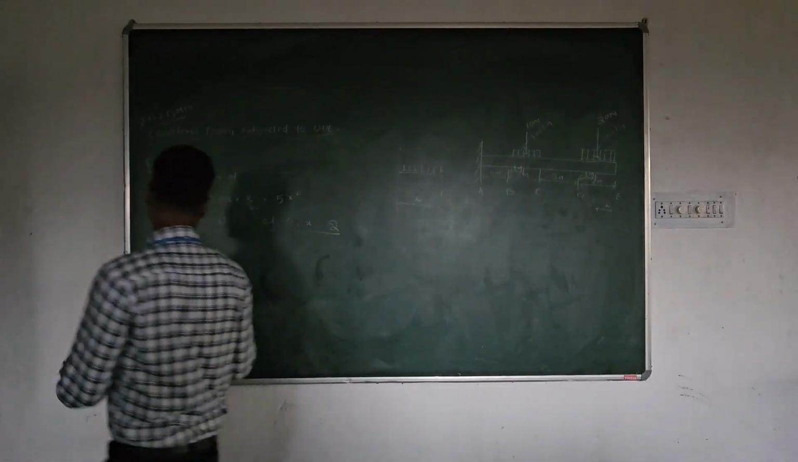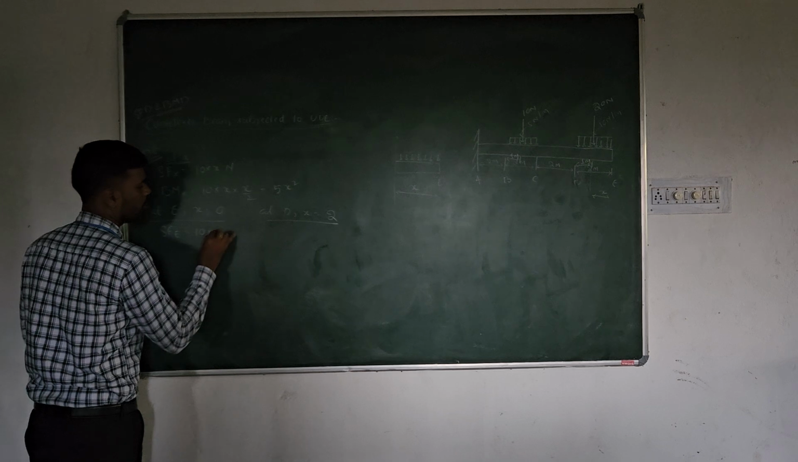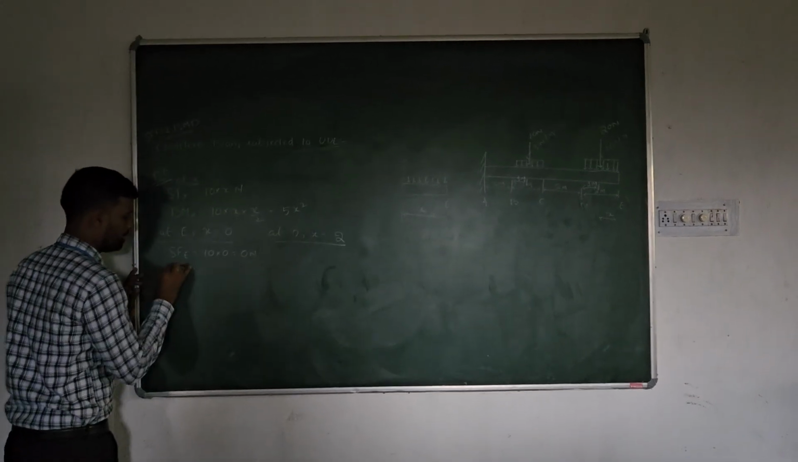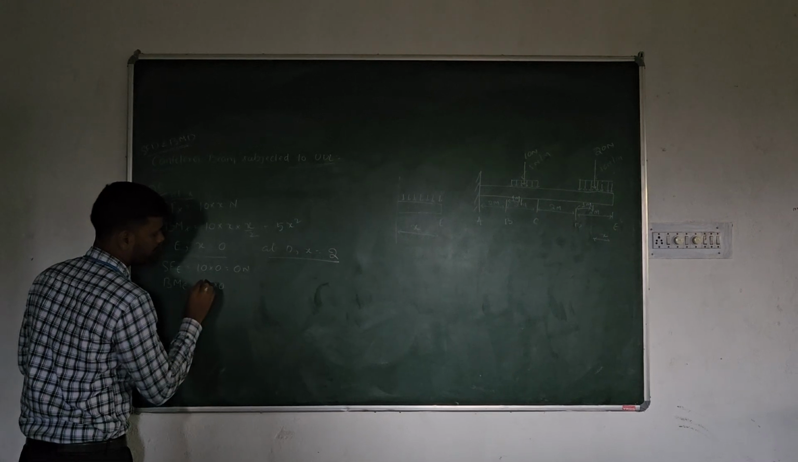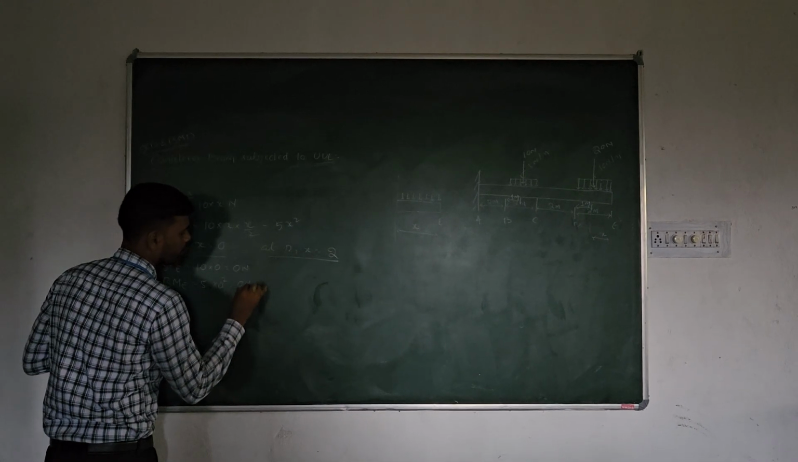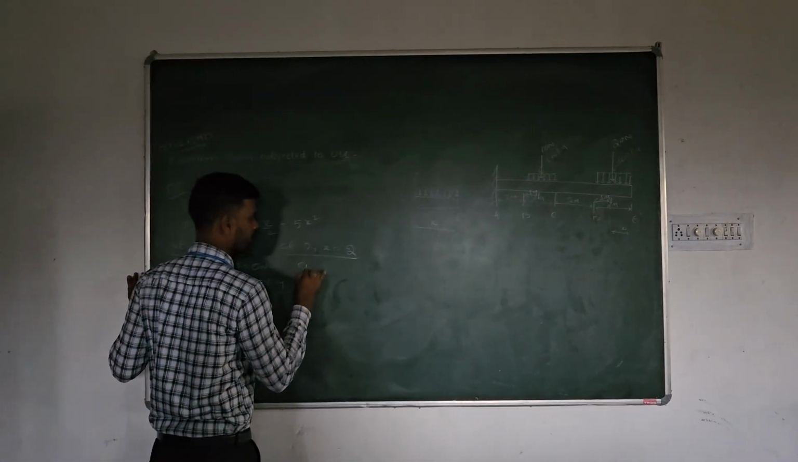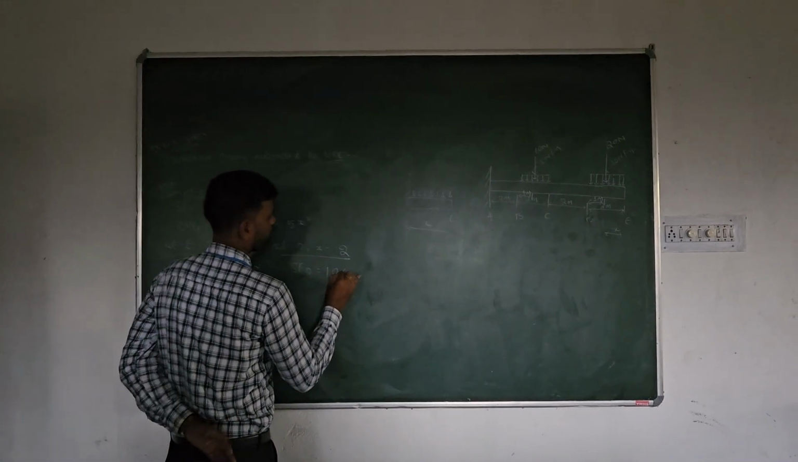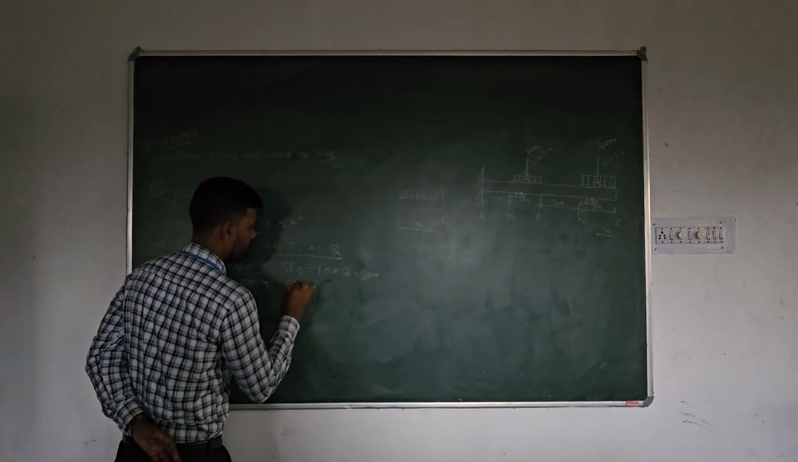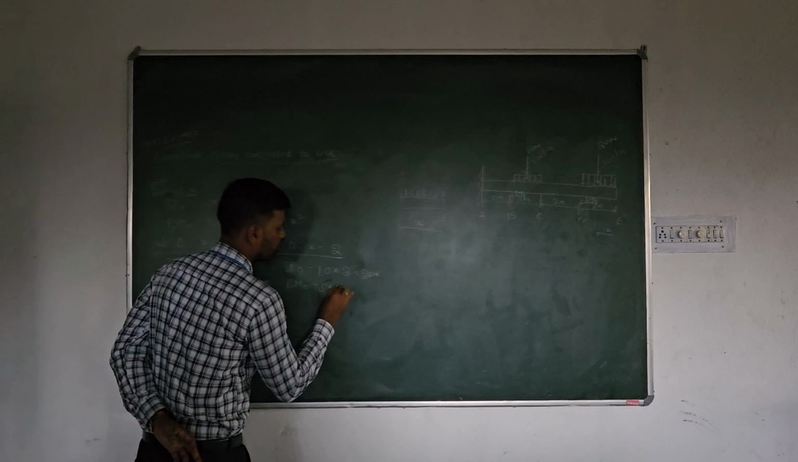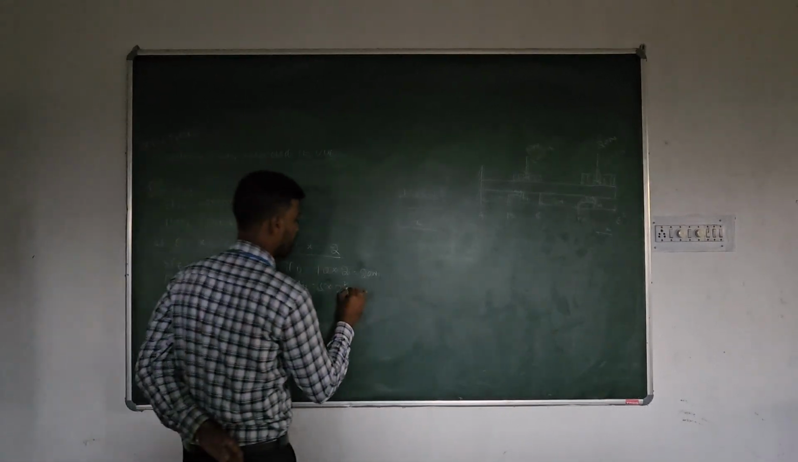So here SF at E is equal to 10 into 0, that is 0 Newton. BM at E is 5 into 0 square, that is 0 Newton meter. At D, SF at D is equal to 10 into 2, that is 20 Newton, and BM at D is 5 into 2 square. So 5 into 4, that is 20 Newton meter.